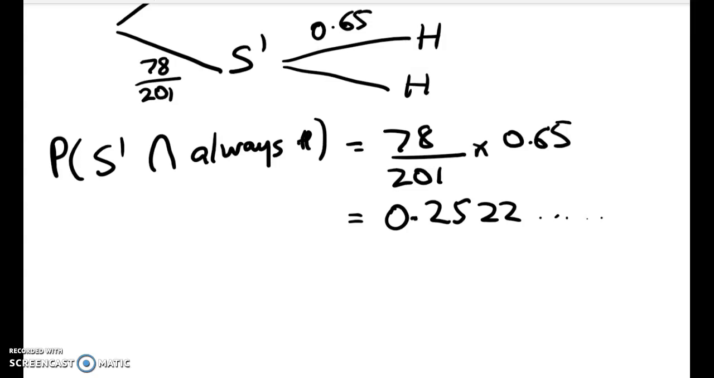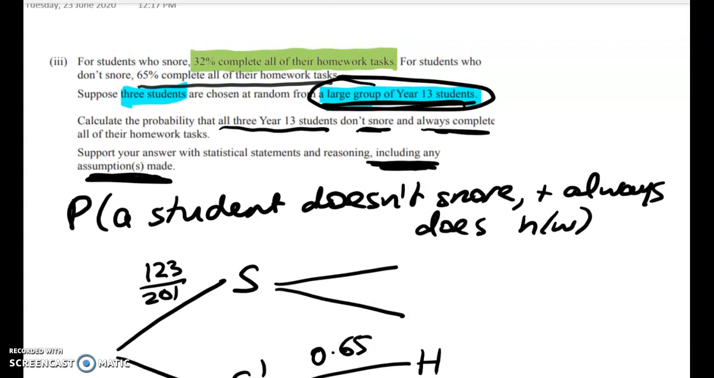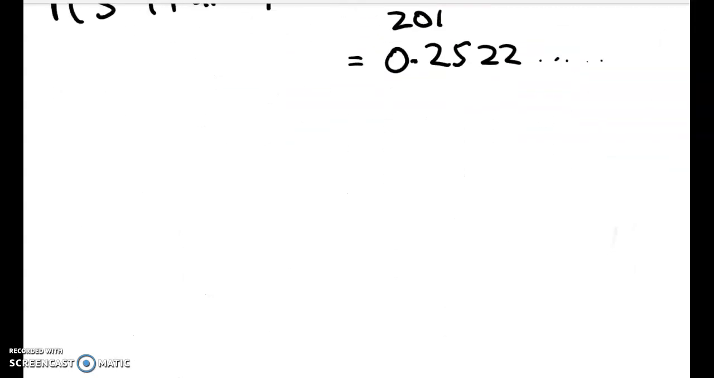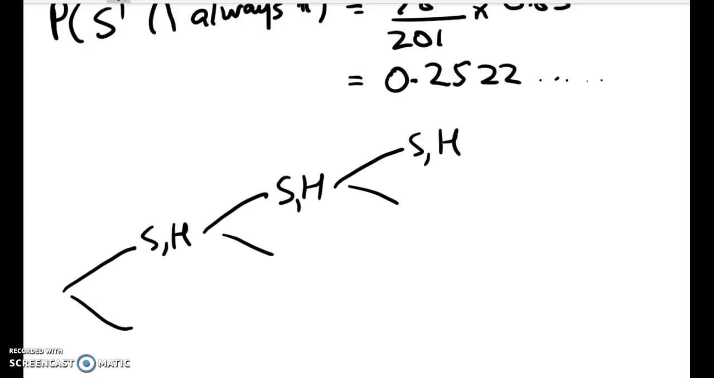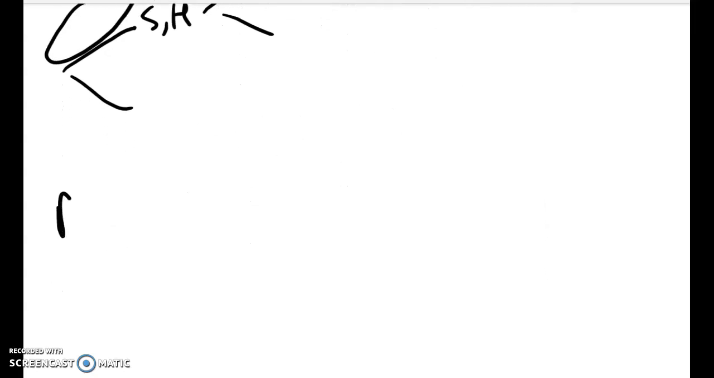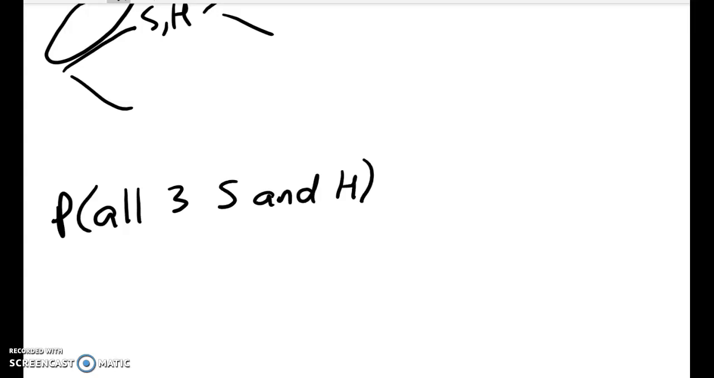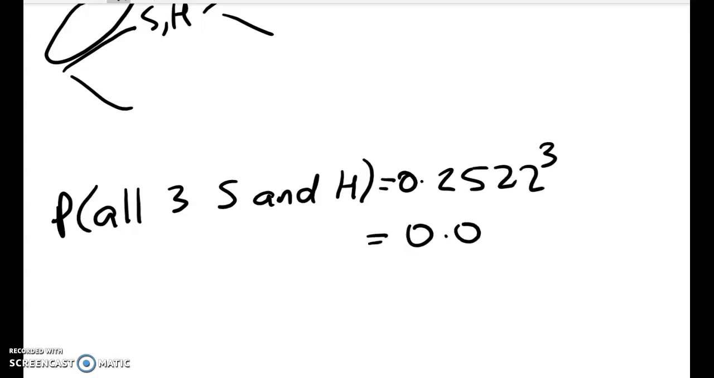so your answer might be a tiny bit different from mine. So now we're thinking about the probability that if I choose 3 students, all 3 are like that. So now you can think about a tree again. First student, second student, third student. And you can see that all we have to do is to take that probability and cube it. And that gives me a very low number of just under 2%, so 0.016.